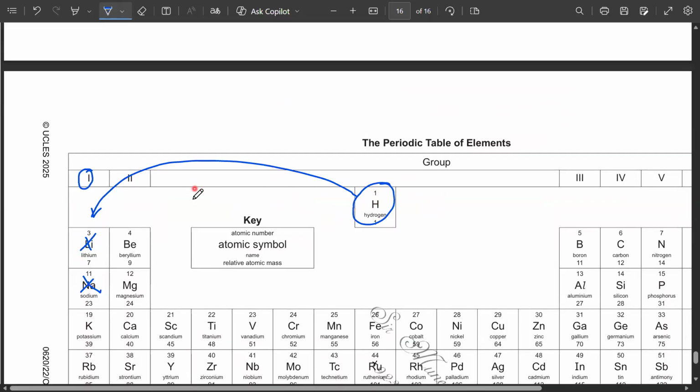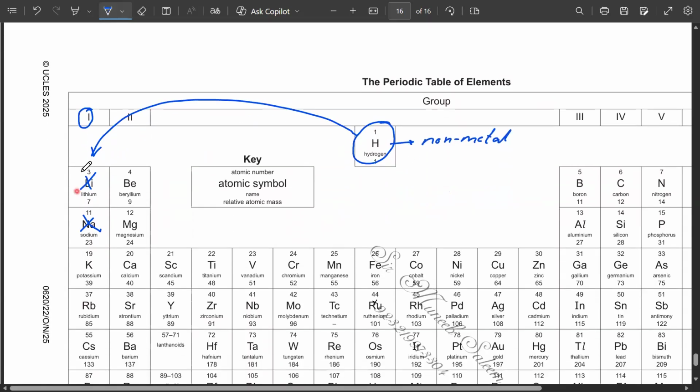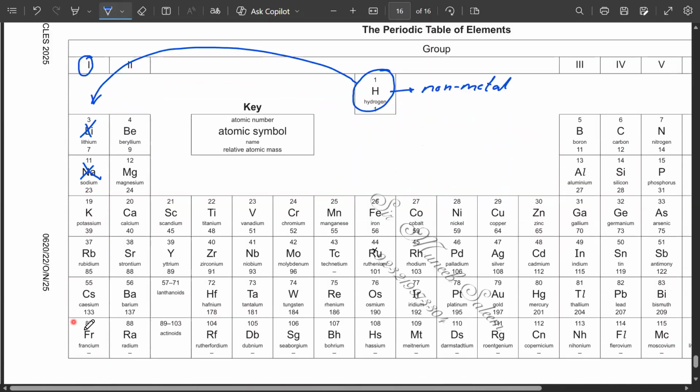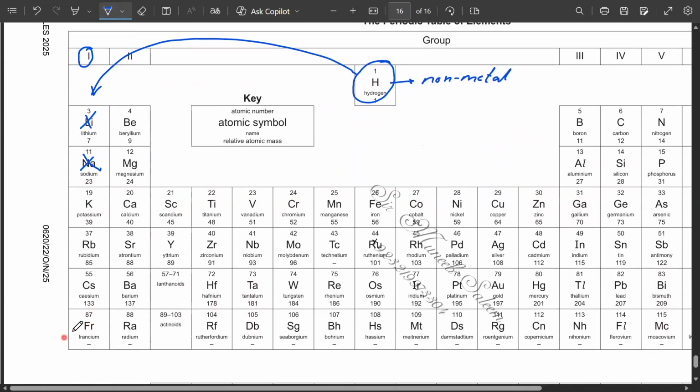Okay, and then what do you know about hydrogen? Hydrogen is a non-metal. It's not a metal. But all the rest of the elements below in group 1 are metals. We do not consider francium to be very much a metal because it's basically a radioactive element. But anyway, the rest of the elements are mostly all metals: lithium, sodium, potassium, rubidium, cesium.